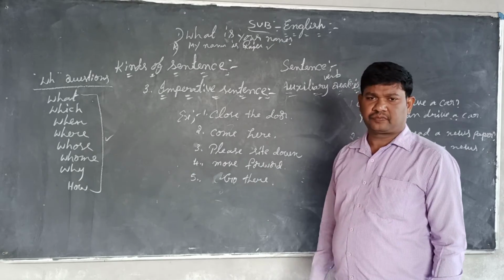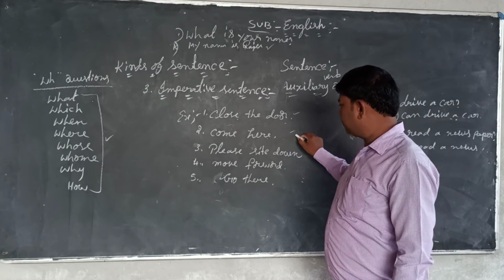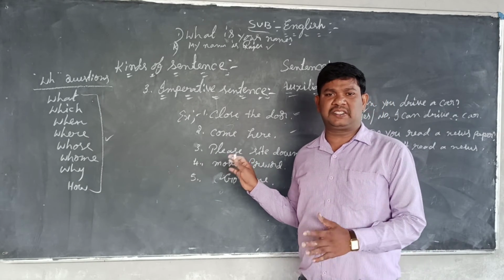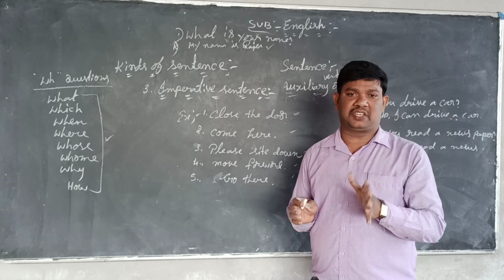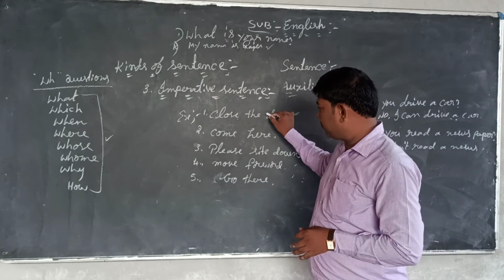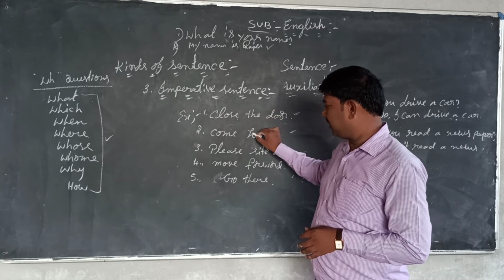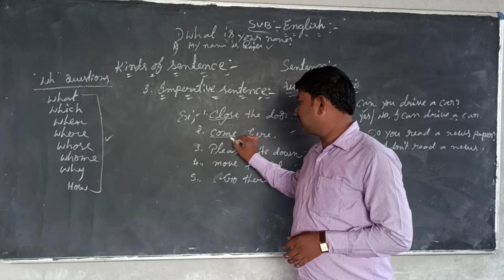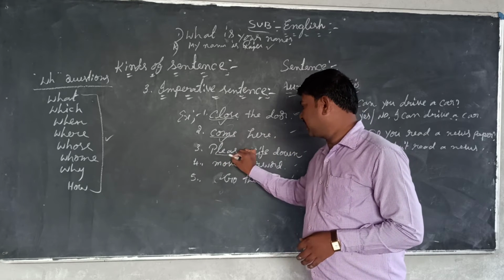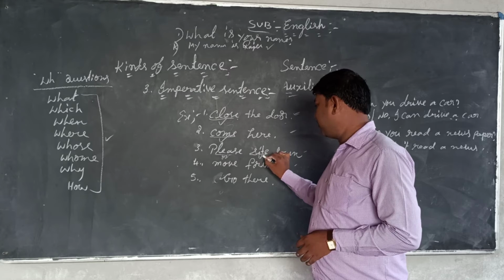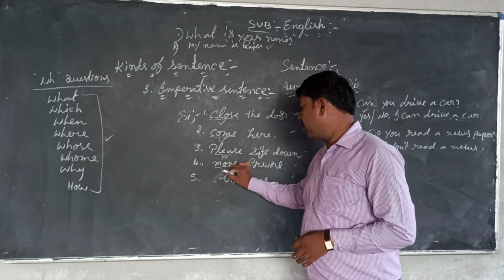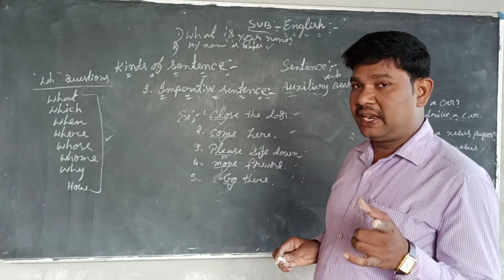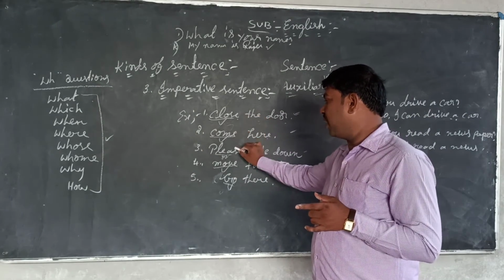Go there. So if you observe these five examples very clearly, then you understand they are very short sentences. And also these five sentences begin with the verb only. Close is a verb, come is a verb, please is a request, sit is a verb, move is a verb, go is a verb. Then what do you understand? An imperative sentence begins with a verb only.